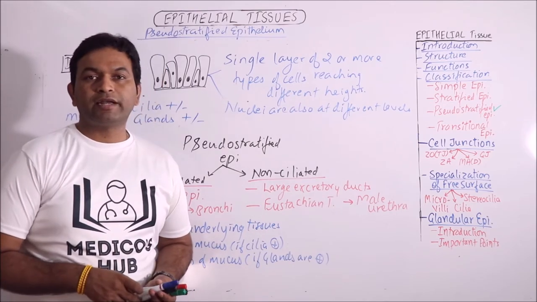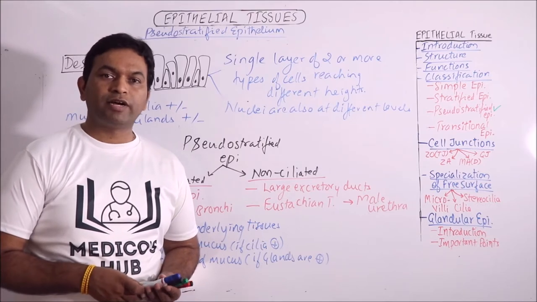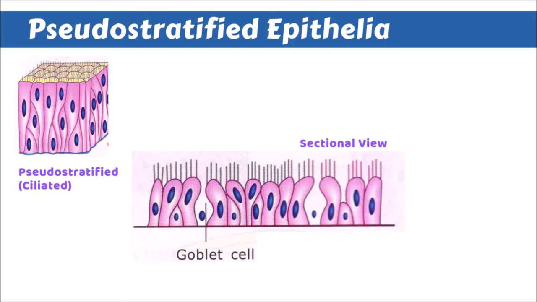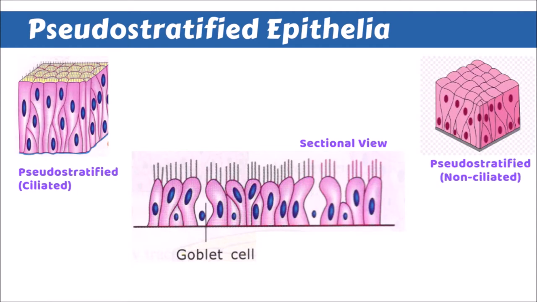Now we'll view some diagrams and images related to pseudostratified epithelia. Pseudostratified epithelia may be ciliated or non-ciliated. In the given diagrams, we can observe the ciliated pseudostratified epithelia, and a sectional view is also given in which goblet cells can be observed. Then, on right side, pseudostratified non-ciliated epithelia can be observed.